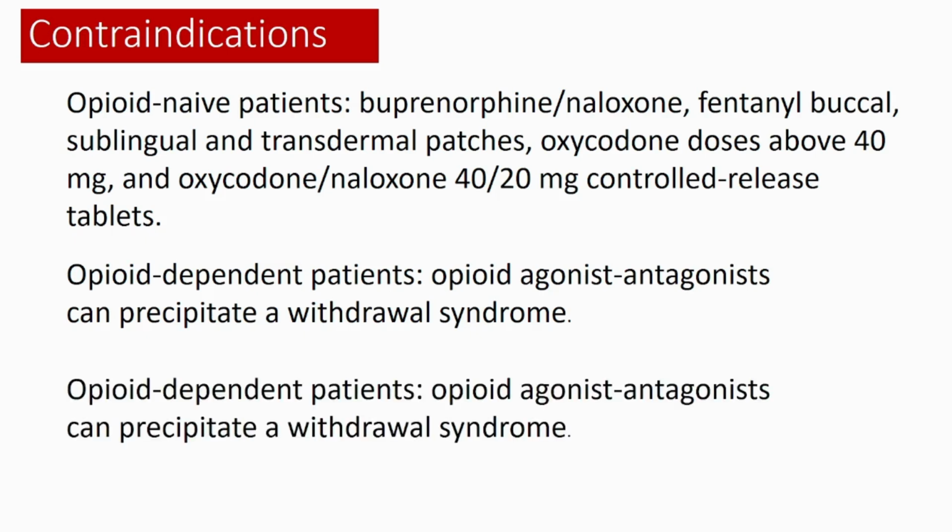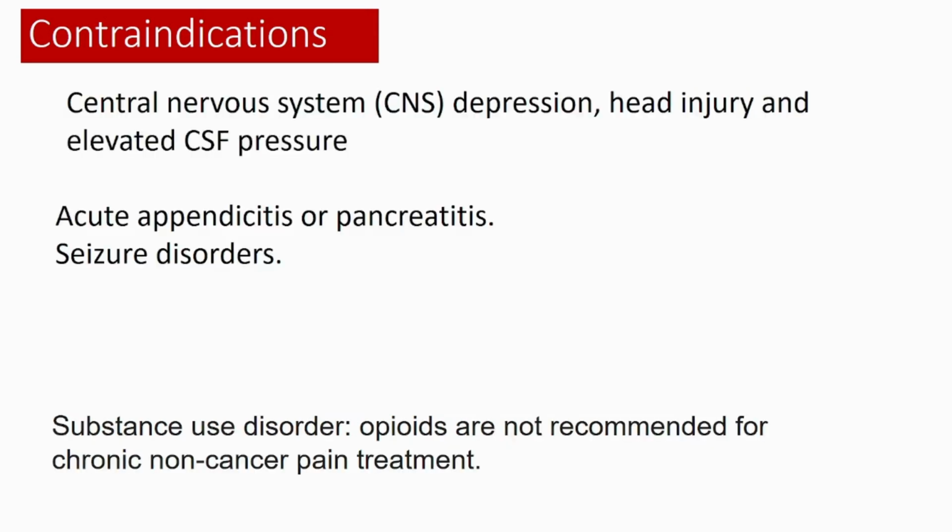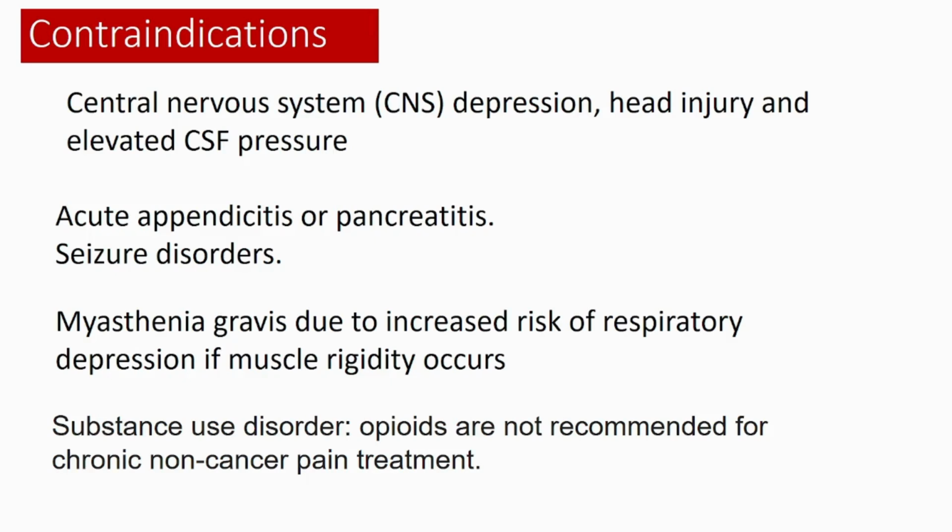Well, next, opioid-dependent patients can also precipitate withdrawal syndrome. CNS depression can be serious, especially in head injuries and elevated CSF pressure, acute appendicitis, pancreatitis, and seizure disorders. Myasthenia gravis, due to the increased risk of respiratory depression if muscle rigidity occurs.